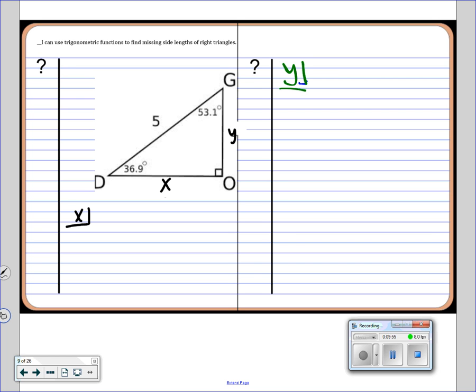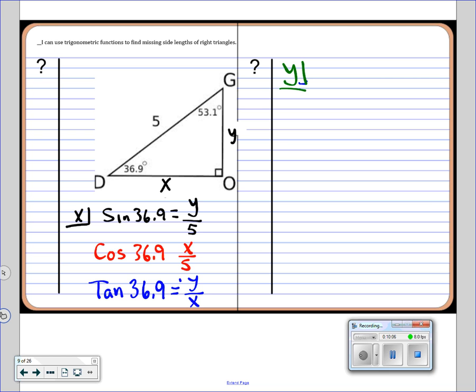So what I'm going to do is write some trig functions. We really only need one trig function to find x, but I'm going to write all three of them to show you how you go about doing that. All right, so if I was standing at D, I would see that the sine of 36.9 is equal to opposite over hypotenuse. The cosine is equal to the adjacent over the hypotenuse, and then the tangent is opposite over adjacent. If you look at this equation right here, it has an unknown of y.